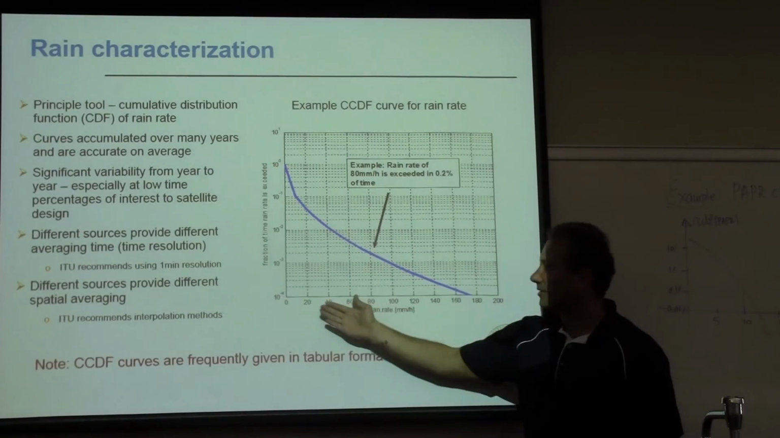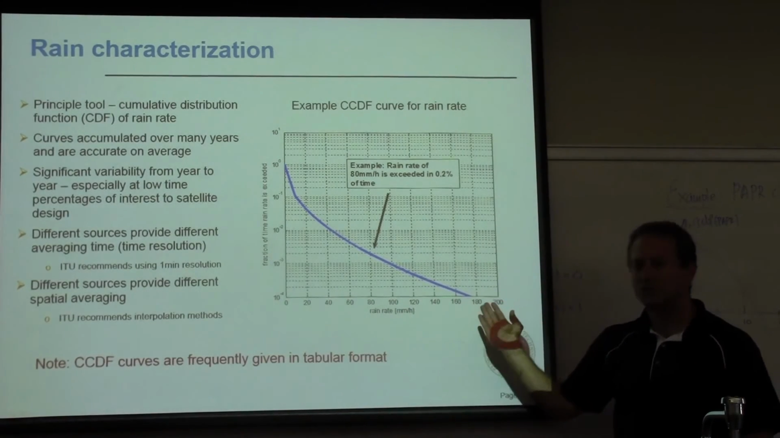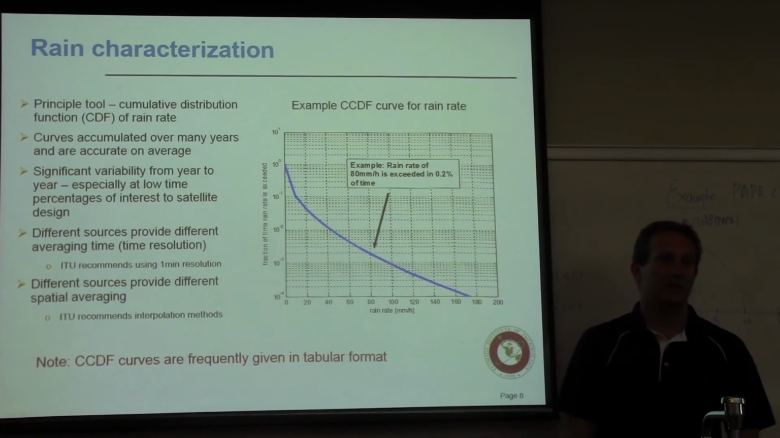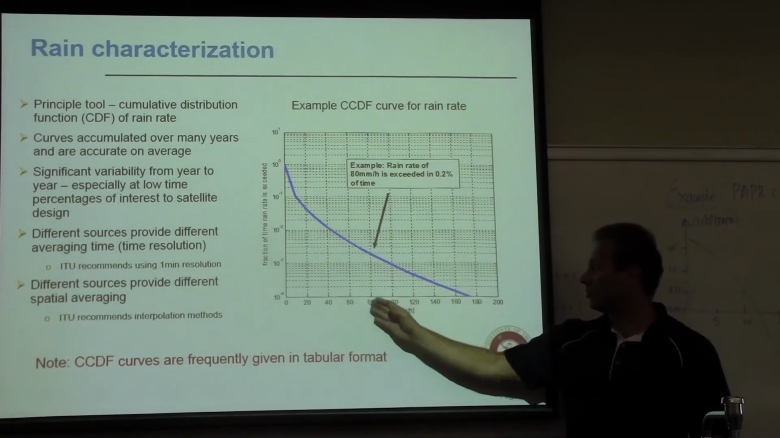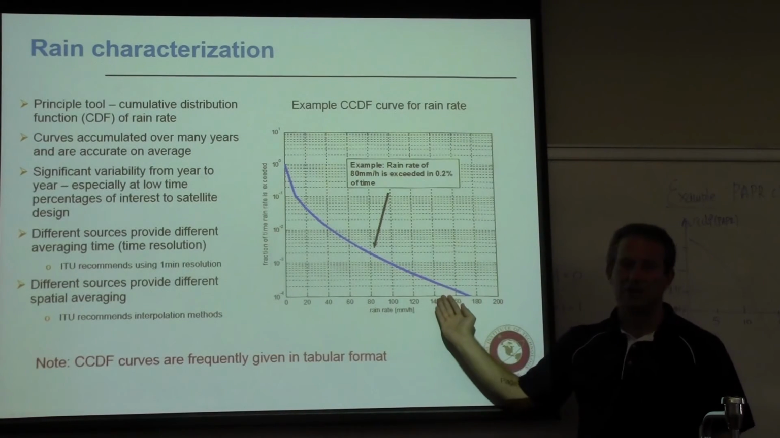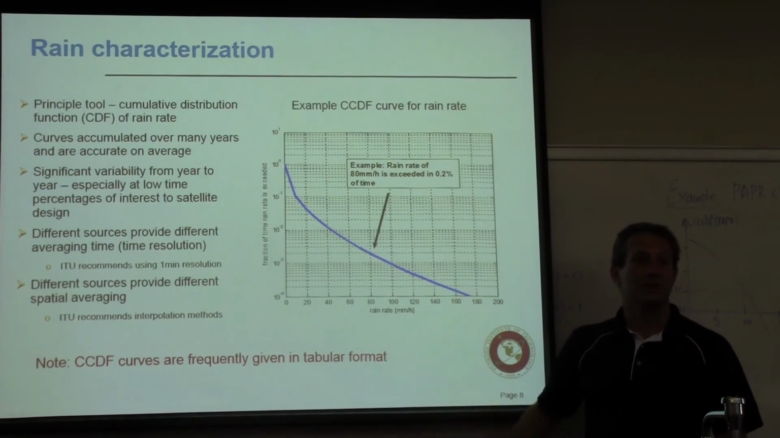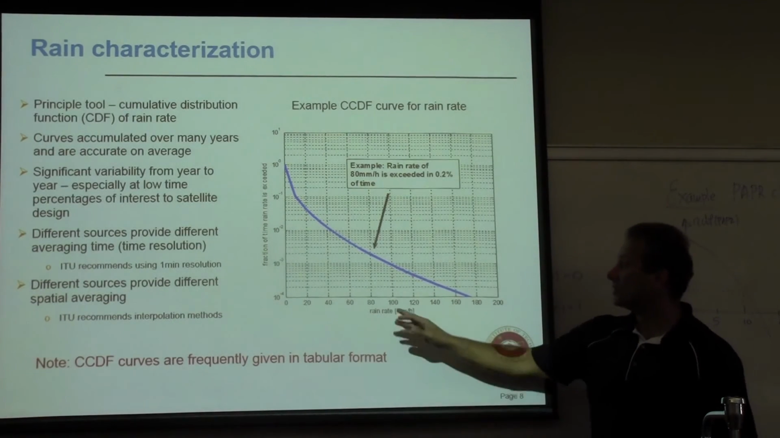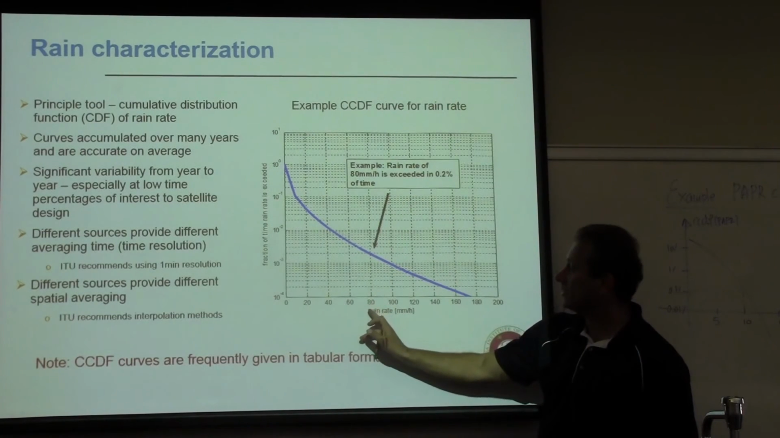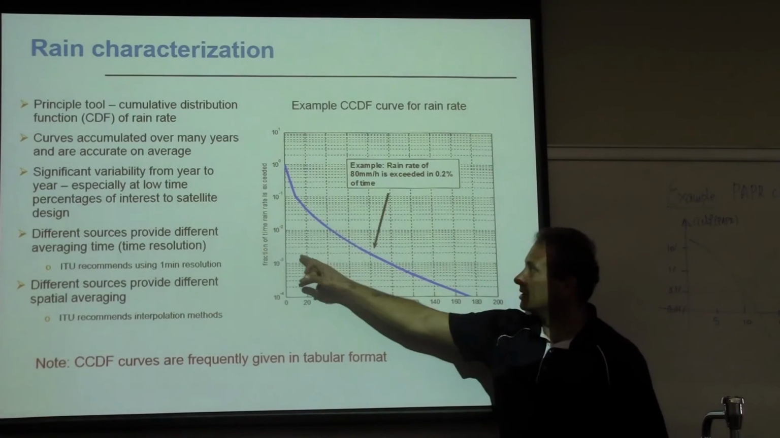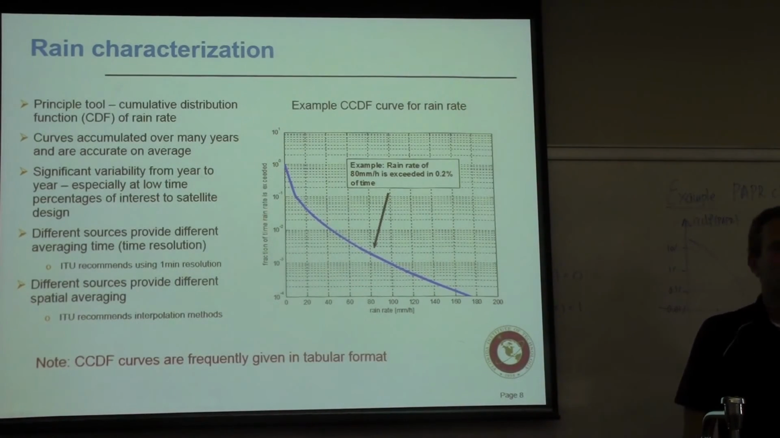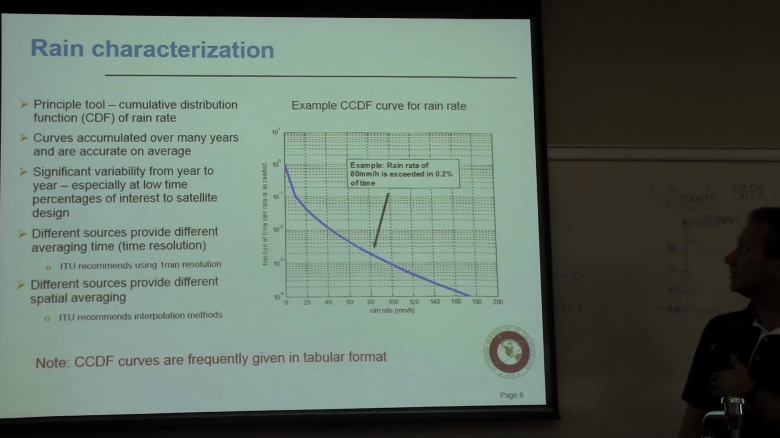Rain rates are in the order of 20 to 200 millimeters per hour. That's what we can expect. And as you move higher into the rain rate intensity, it becomes progressively less and less probable that you're going to exceed this particular rate. So in this case, for example, a rain rate of 80 millimeters per hour is exceeded about 2 times 10 to the minus 3 percent of time.